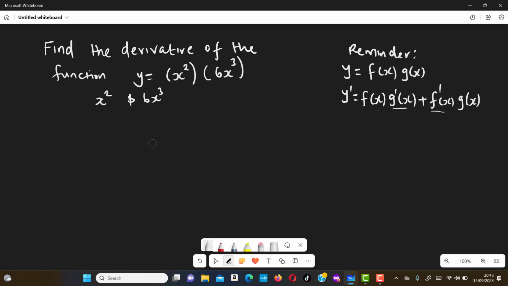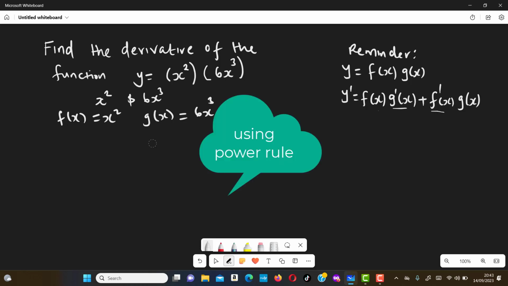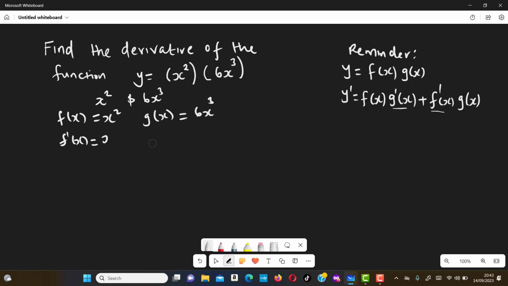Now let us choose f of x as x squared and g of x as 6x raised to the power of 3. And then list out these two functions along with their derivatives. So the derivative of f of x, which we can write as f prime of x, using power rule is the same as 2x raised to the power of 1. The derivative of g of x, written as g prime of x, is the same as 6 multiplied by 3, which is 18x raised to the power of 2.